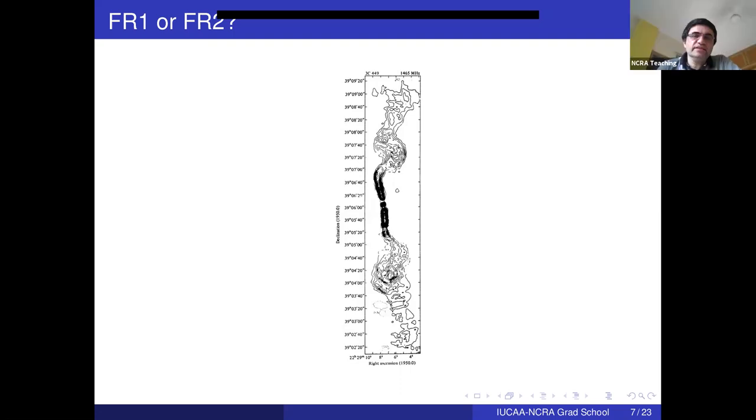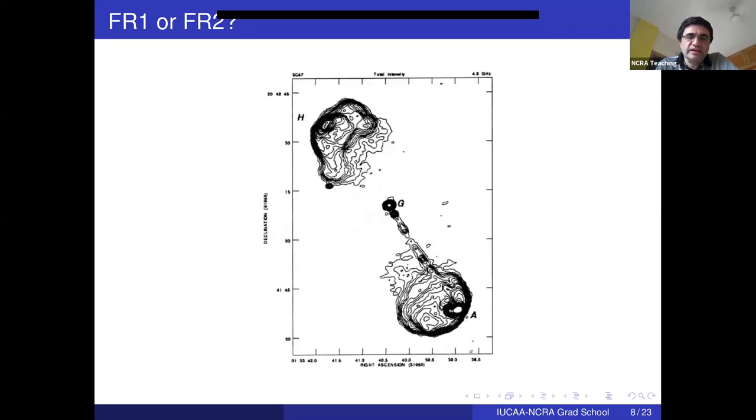FR1. You can see the jets near the center, but they quickly diffuse out and the lobes are much more diffuse than they would be in an FR2. Okay, here's another galaxy. FR1 or FR2? FR2. This one is an FR2. That's absolutely correct, because this has very powerful radio lobes. It has emission from the core, but it seems to have a one-sided jet.